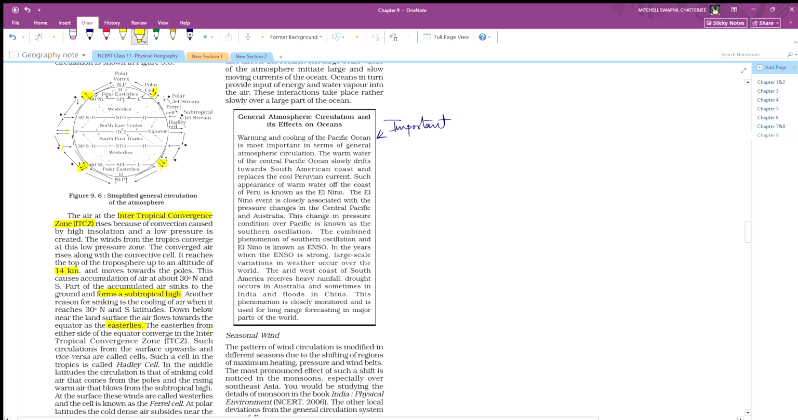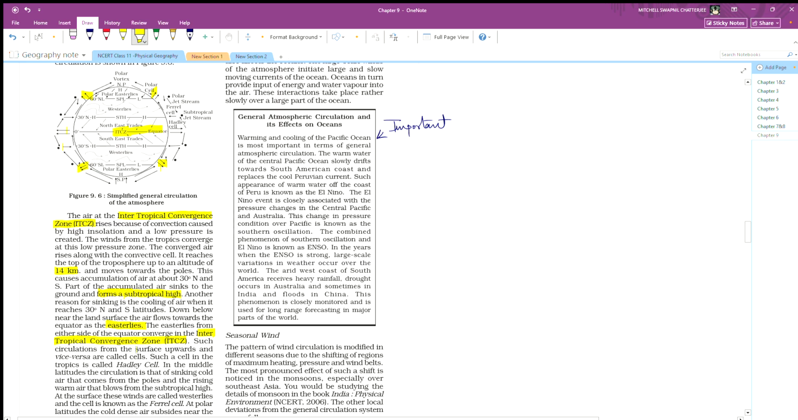Down below, the easterlies flow from either side. Easterlies will be on this side, and these are westerlies. So the easterlies from either side of the equator converge to form the intertropical convergence zone at the equator, where all the air from the easterlies converges.